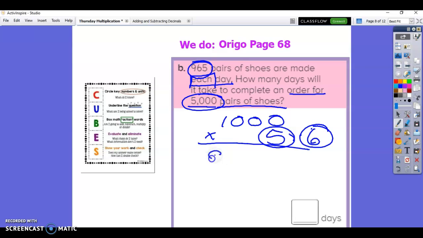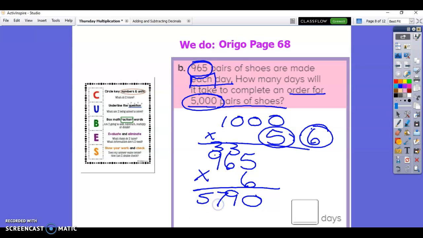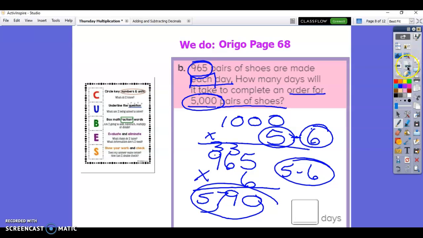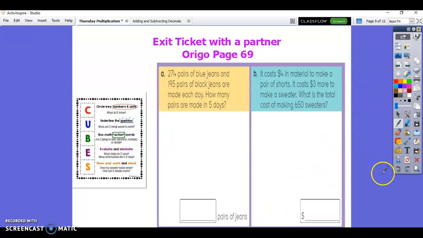So I'm going to try 965 times 6. 36, 38, 39, and a 3, and then 54, 55, 56, 57, 57. So it is going to be between 5 and 6 days. This one is a tricky one. It is a hard one. And so I hope that you stayed with me for that one in discussion.